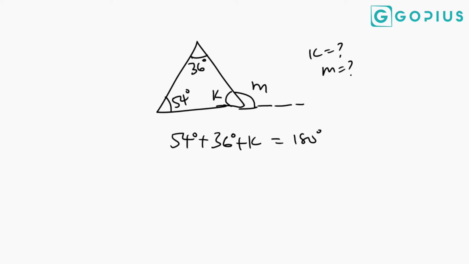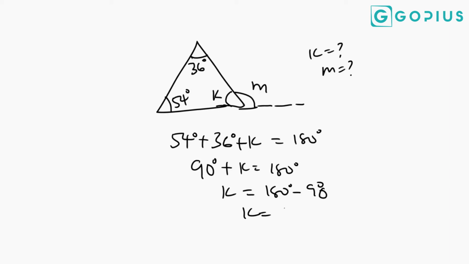Alright, so if you add 54 to 36, you are going to have 90 degrees. So we have that 90 degrees plus K is equal to 180 degrees, and if we make K the subject, we have 180 degrees minus 90. So K is equal to 180 minus 90, which gives you 90. So that means angle K is a right angle, which is 90 degrees. Forgive my drawing because it's not straight like a normal right angle, depending on how I was able to pick my values.